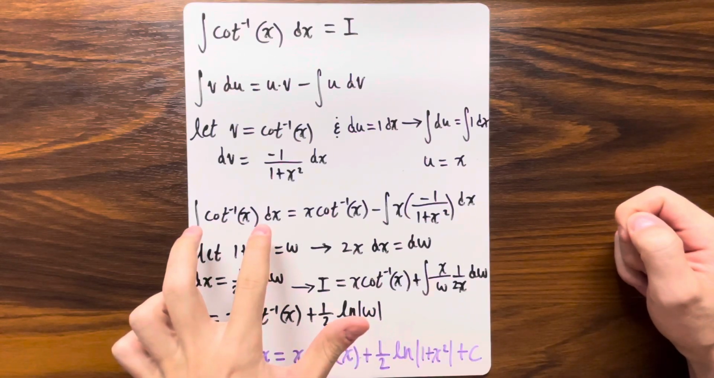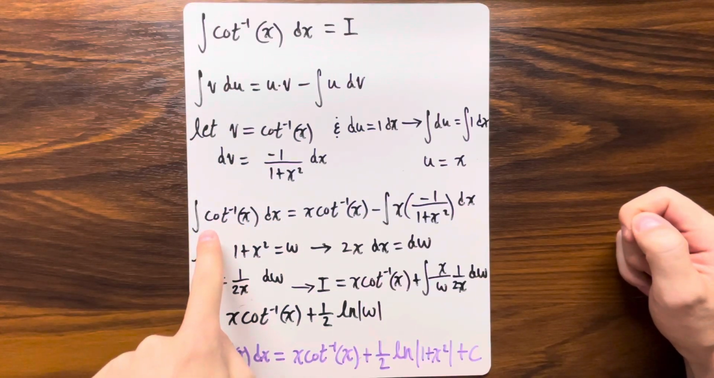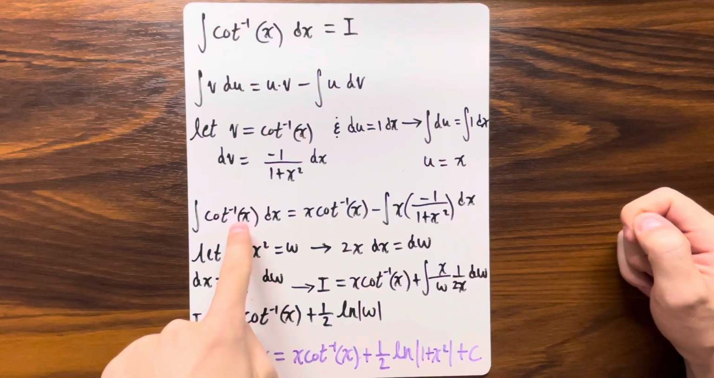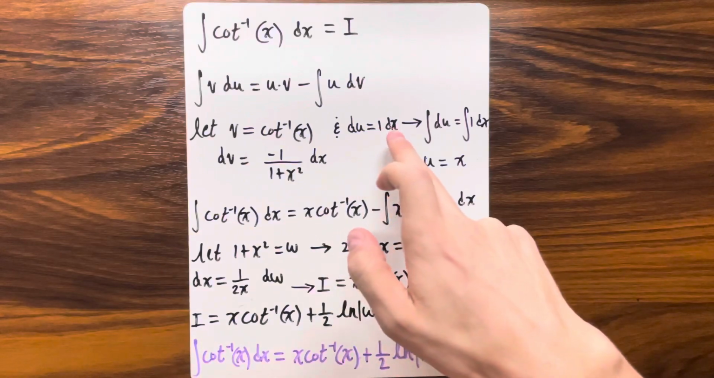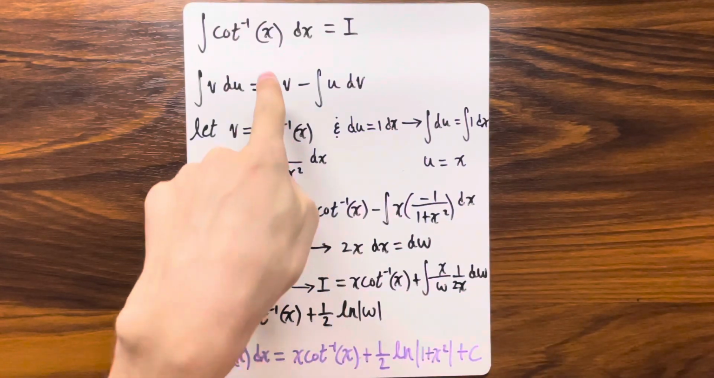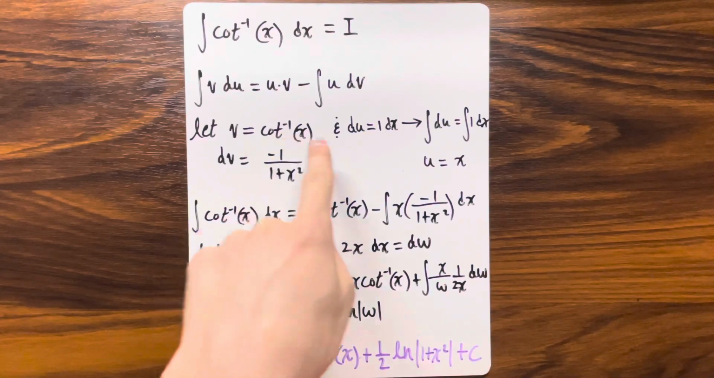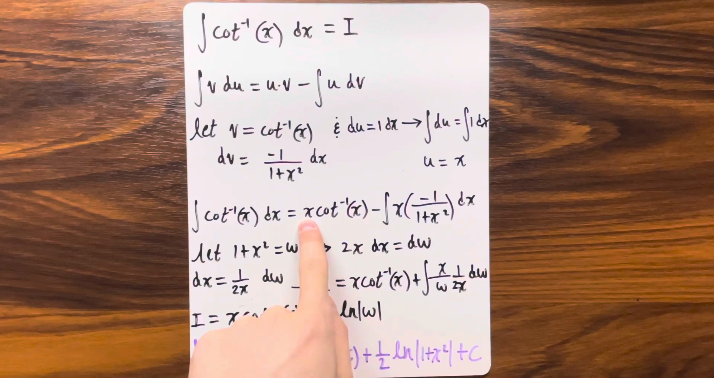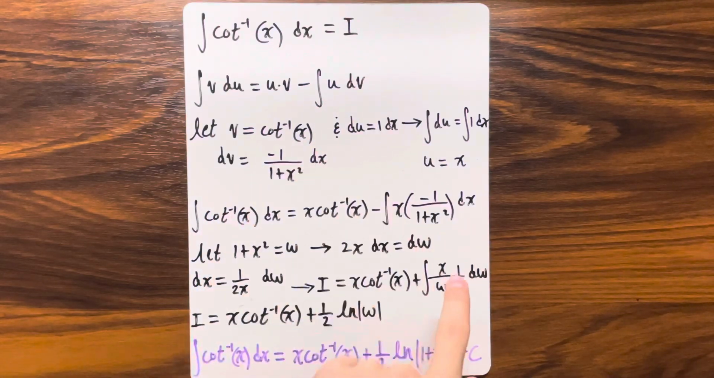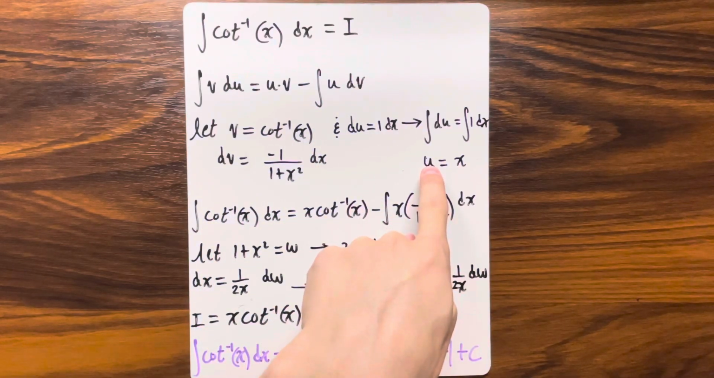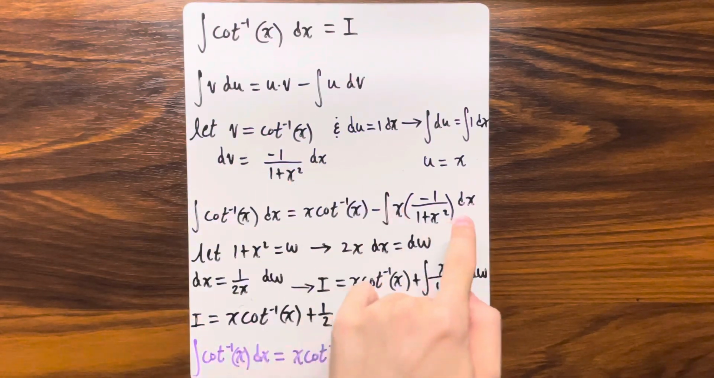Now we can plug everything into the formula. So doing so, the integral of v du, so that's the integral of cotangent inverse of x times dx. So that was the du, it's equal to dx, that's why it goes here. Now we just need the u and v, so cotangent inverse of x is the v, and the u is x, so that's right here. The u is x, cotangent inverse of x is v, minus the integral of v du. So minus the integral of x, because that was u, and then dv, we solved for it. It's -1 divided by 1 plus x squared dx, right here.